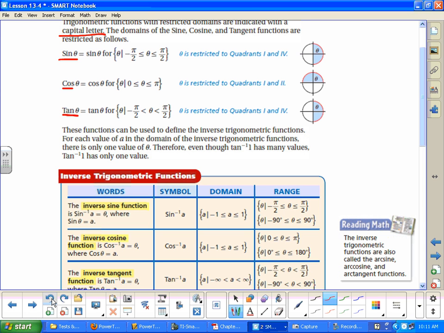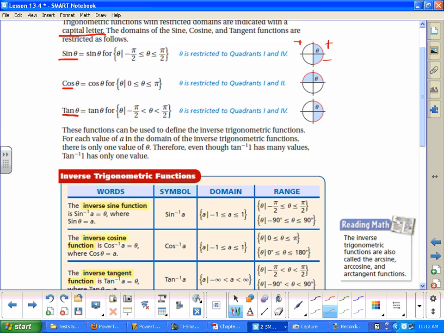Now, here's why it's restricted. Down here in the fourth quadrant, sine is negative, and in the first quadrant, sine is positive. Okay? If we went from 0 to pi, well, sine's positive in both first and second. Right? So we couldn't have first and second. It wouldn't include all the values we're looking at.